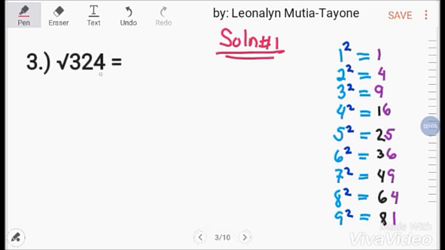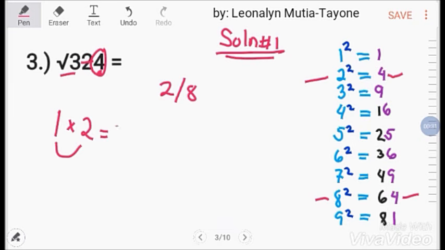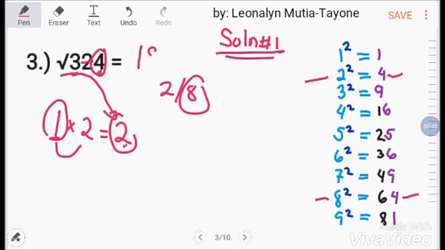Solution number 1. Itong 4 ang tingnan natin. 4, 4. So, it's either 2 or 8. 2 or 8 ang isagot natin. Itong square root, i-cancel mo yung 2 dyan, yung second from the last. Itong 3, kuha tayo ng mga perfect square dito, which is yung 1. Yung 1, i-multiply mo sa next na number, which is 2, and that is 2. So, ang una mong answer dito ay 1 na. Itong 2, 3 is greater than 2. That means greater. So, the answer is 18.